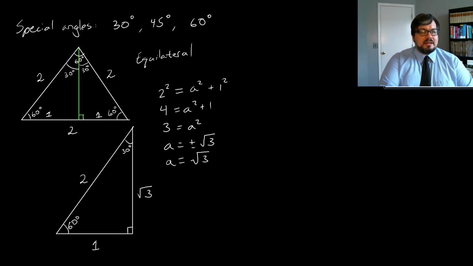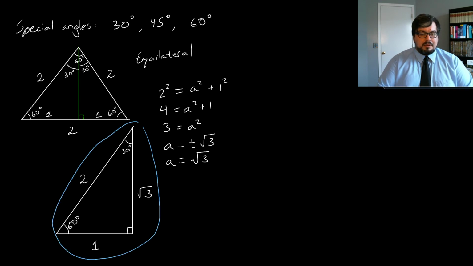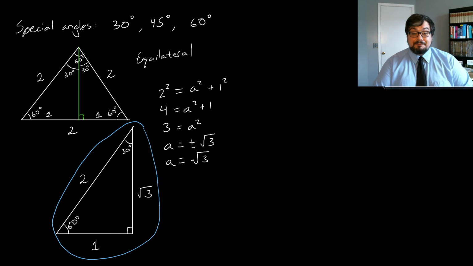And this is the triangle that you want to memorize. It has side lengths of 1, 2, square root of 3, and that's how I like to run through it in my mind because it's easy to remember that way. 1, 2, 3, except the 3 has a square root on it.